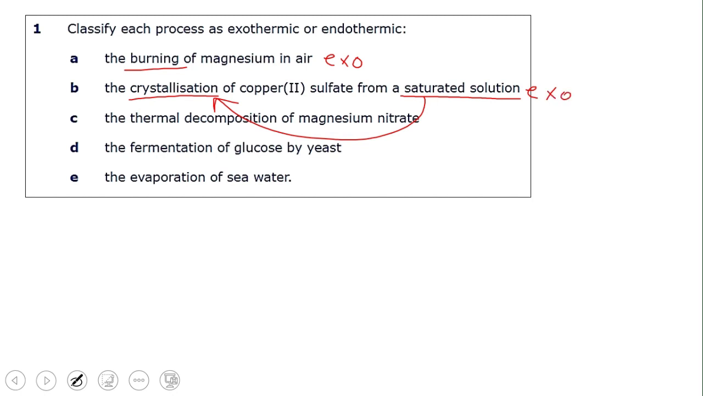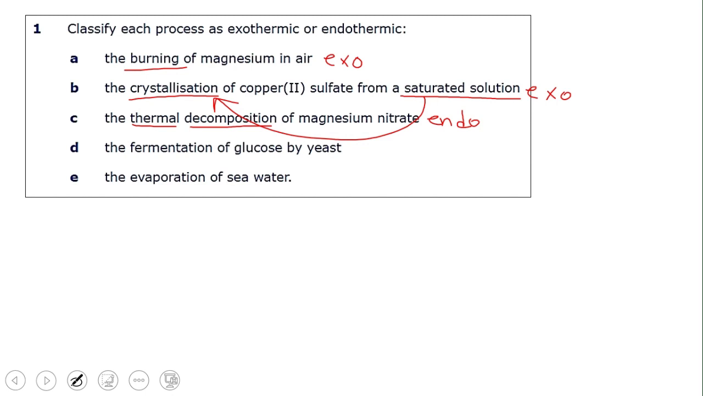C. Thermal decomposition of magnesium nitrate. Therm means heat and decomposition means breakdown. So it is the breakdown of magnesium nitrate by providing heat. So this process will be known as an endothermic reaction. So remember, thermal decomposition processes are always endothermic.